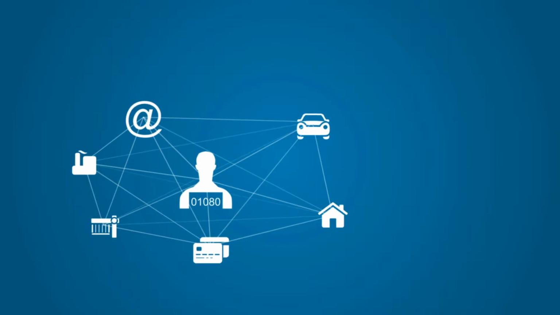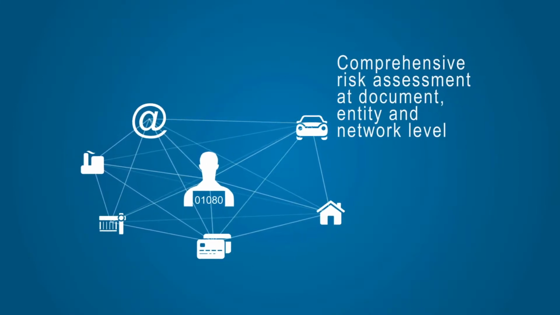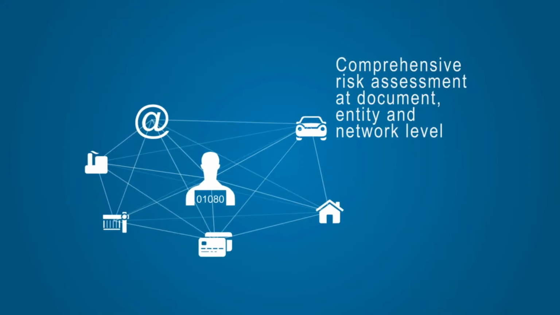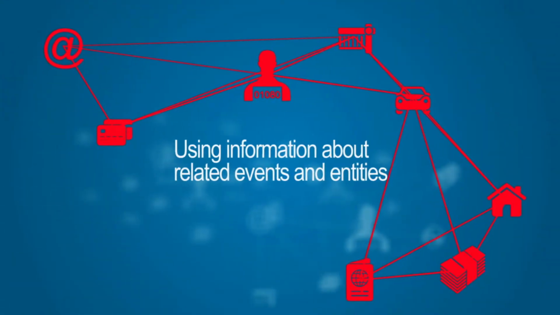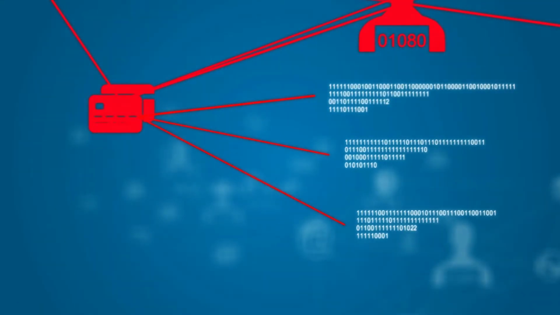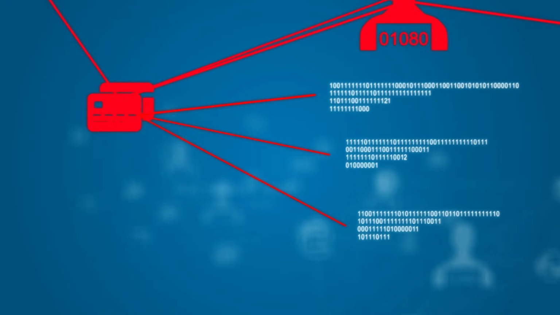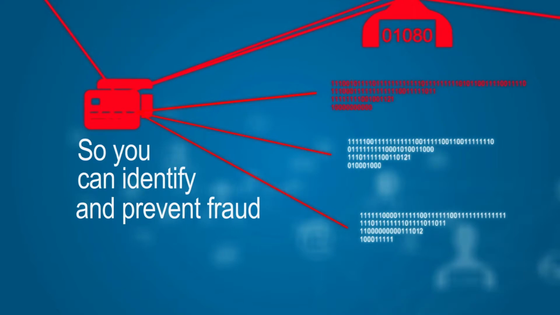Detica Net Reveal takes a holistic view of fraud, assessing risks at a document, entity, and social network level. Investigators get a clear picture of why an event is flagged as suspicious based on information about related events and entities. In addition to providing a detection and investigation capability, claims can be screened in real time so you can identify and prevent fraud before any payment is made.